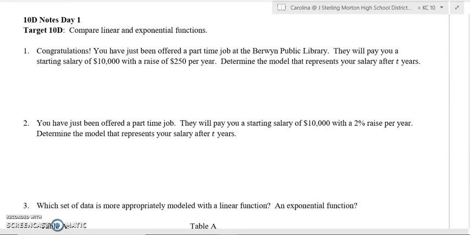Target D, Notes Day 1. So target D is all about comparing linear and exponential functions. So for number 1, congratulations. You have been offered a part-time job at the Berwyn Public Library.